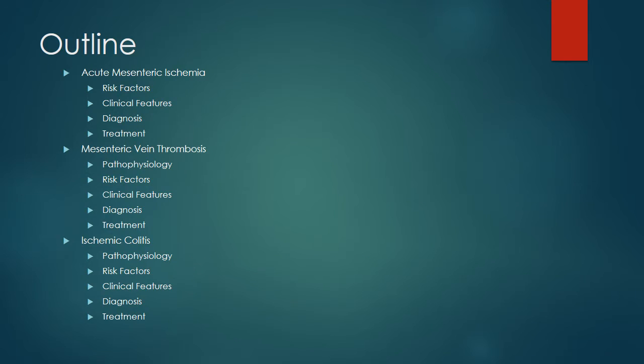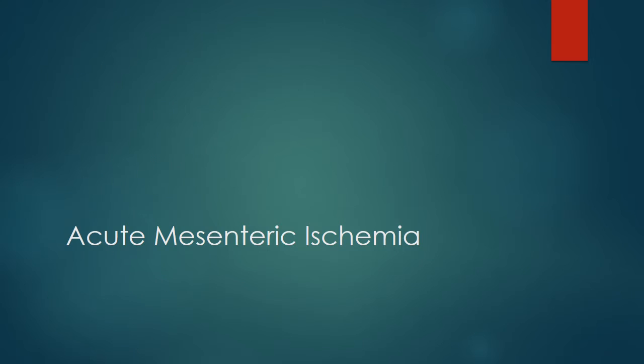Now, within the category of ischemic enteritis, we're going to cover acute mesenteric ischemia, mesenteric vein thrombosis, and finally ischemic colitis. For each one of these, we'll go over the individual risk factors, the pathophysiology, the clinical factors, how you make the diagnosis, and an approach to the treatment of them. So to start, let's begin with acute mesenteric ischemia.